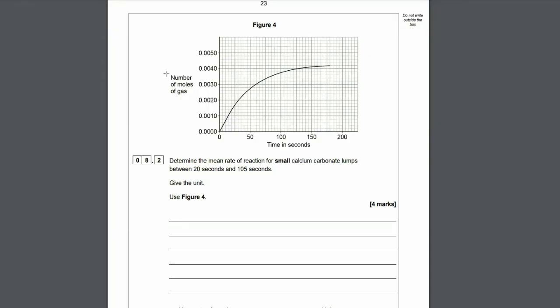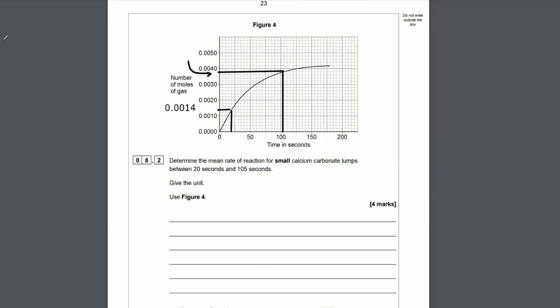So what we need to do here is go along to 20 seconds on our graph and draw a line up. So 20 seconds, and draw a line across to where it meets the number of moles. And our number of moles is like 0.0014, let's go with. And then let's go up to 100, draw a line across, draw it over to the y-axis. What have we got?